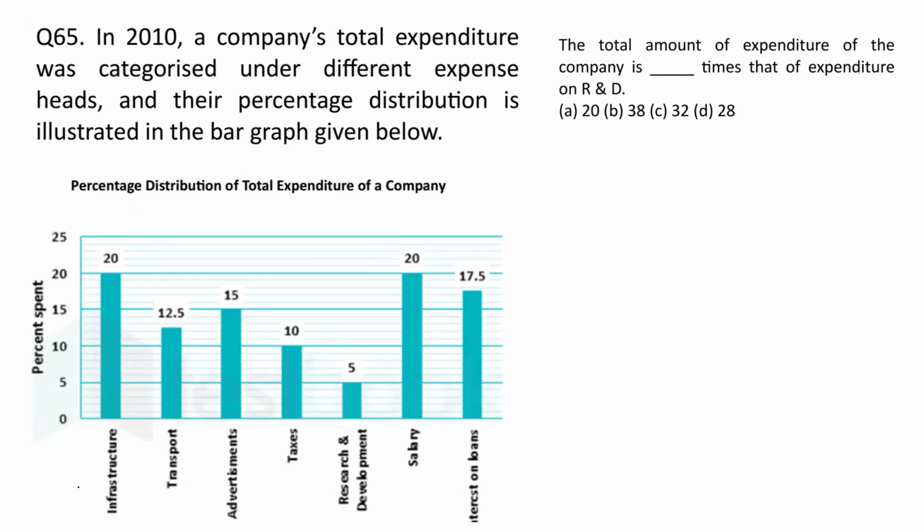R&D, if you take it, so interest, bands, salary, yeah, research and development, it is 5. So totally 100%, no? So 5 times how many is 100? So you can say P is equal to 20. So the total expenditure is 20 times R&D's expenditure, you can say.